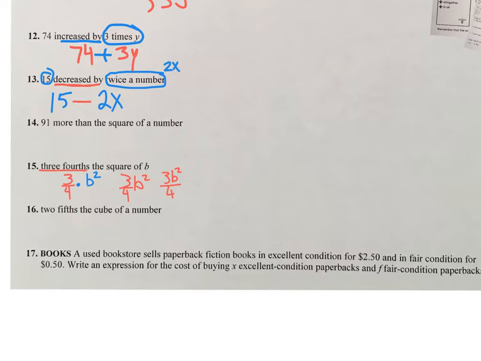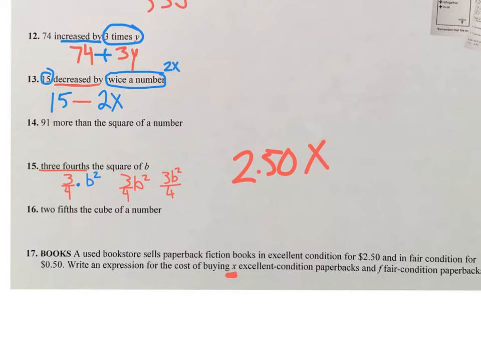So there's $2.50 for each excellent book, okay? And to represent excellent, they're using the variable X, as you can see right there. So what we're gonna write is $2.50 times X. So in other words, if you buy one book, that'll cost you $2.50. If you buy 2 books, then that'd be $2.50 times 2, which is $5. If you buy 3 books, that'd be $2.50 times 3, that'd be $7.50.